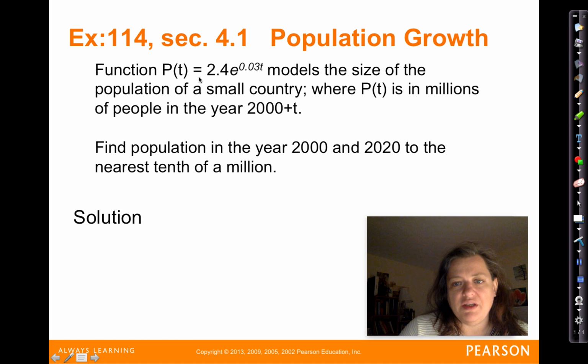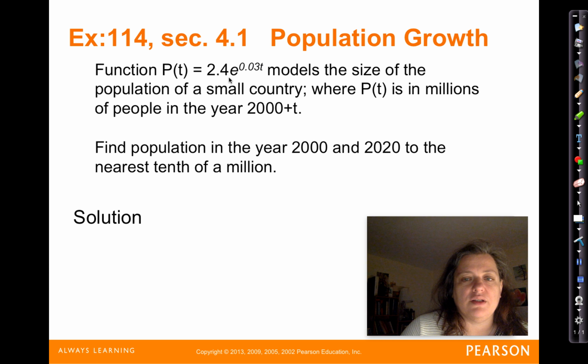So say in a small country, you have a population that grows according to this model. So you have population at time t, where t is years since 2000. You have 2.4 million times e raised to the power 0.03 times t. Now, this 0.03 is a rate. It's often denoted by r.